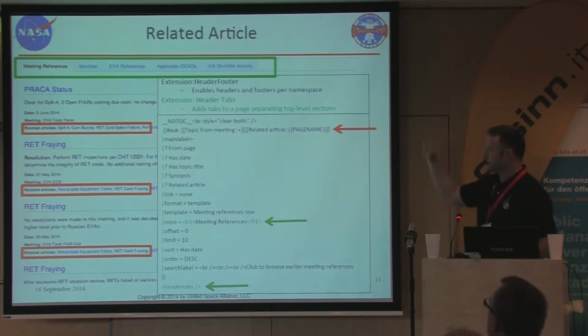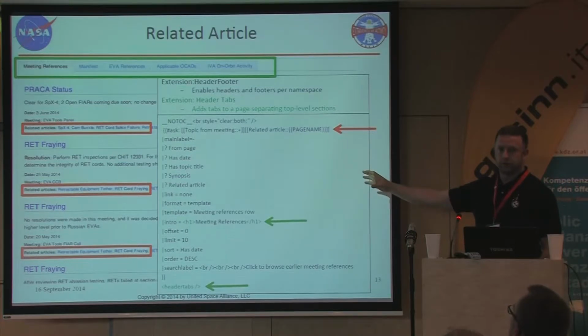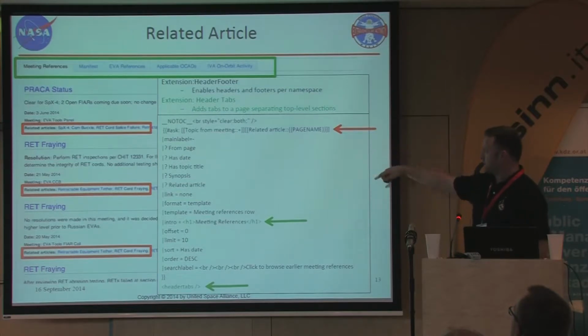So we have all these different topics, we split them out, but the meeting references is the main one that shows up because we figure that's what most people are going to use. And then you can see it's a pretty straightforward query. It's the topic from meeting object, and related article is the page name.